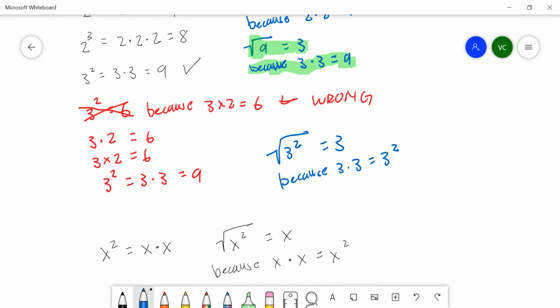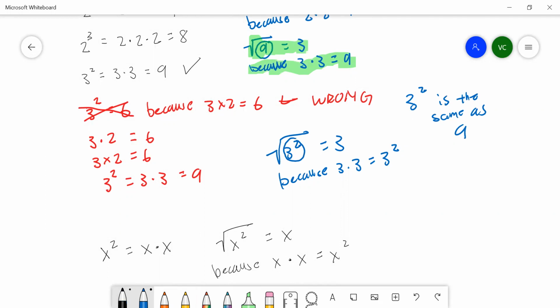Now let's make the connection even more clear. 3 squared is the same as 9. They're just two different ways of writing the same thing. 3 squared is the same as 3 times 3. It's the same as 9. So whatever's inside here and whatever's inside here, they are the same. They're both 9. So the square root of 9 is 3.